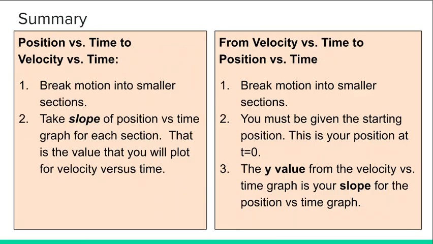So to summarize, from a position to velocity graph, break the graph into smaller sections, take the slope of the position time graph for each section, that's the value for the velocity versus time graph. To go from velocity to position, we're going to break it into smaller sections. Remember that you have to be given the starting position. This is your position at time 0. And then the y value from the velocity time graph will be your slope for the position time graph.